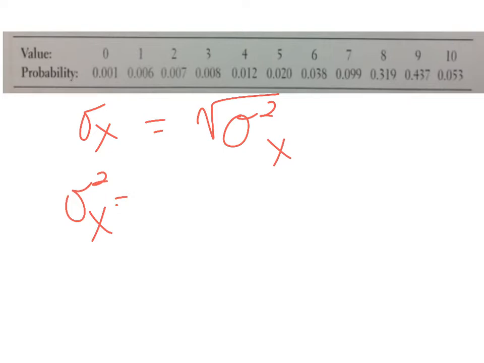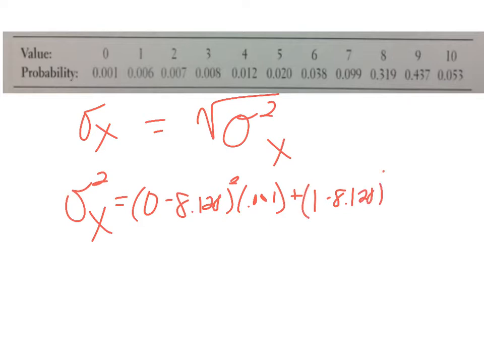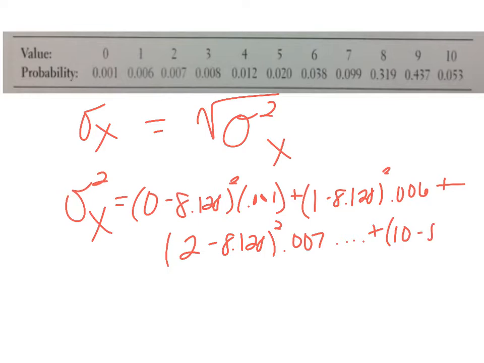I can do my first value minus my mean, squared, times the probability that that happens. And I can do that out 3 times. 1 minus 8.128, my second value, minus the mean squared times the probability that that happens, plus my third value minus the mean squared times the probability that that happens, plus my last value minus the mean squared times the probability that that happens.